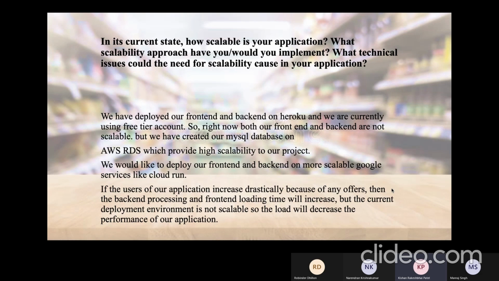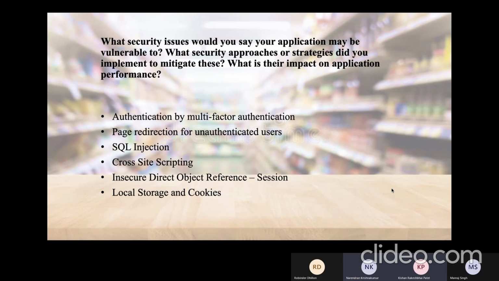In future we would like to deploy our front end and backend on more scalable services like Google Cloud Run. If in some situation the active users on our application increase drastically, then the backend processing and the front-end loading time will increase. And as we are not using a scalable deployment environment, the load will also increase and our performance will decrease. Now Narendra will continue.